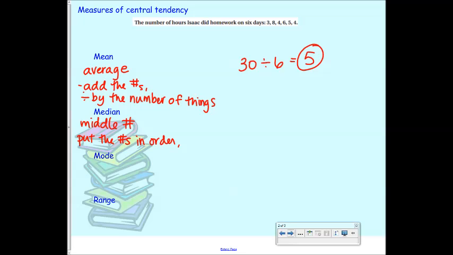Now, this list is not in order, so if I were to put it in order, what would it look like? 3, 4, 4, 5, 6, 8. Now, I can cross off the edges, so a lot of times this is what people do. The only problem is what just happened: I have 2 numbers that are in the middle, because if I keep crossing, then all my numbers are gone, right? So what do I do when I have 2 numbers in the middle?